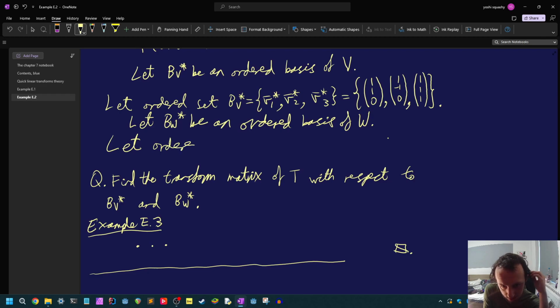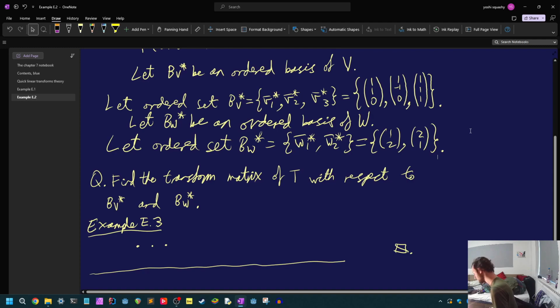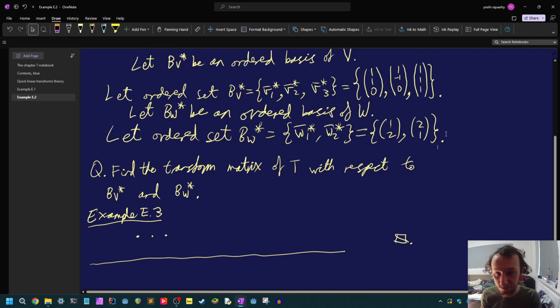Let the ordered set be W star. Remember, W is two-dimensional, so we need two vectors for the basis of W. So we'll name them W1 star and W2 star for consistency, with the star notation, and I'm just choosing these according to what I've done before to make sure the working is the same, so I'd make fewer mistakes, is the theory. I don't even have my notes. Am I that confident I'm going to do this without my notes? I guess I am, we'll see what happens.